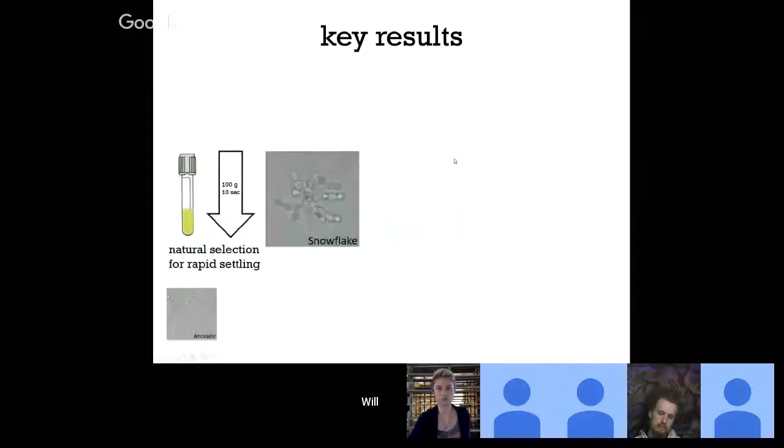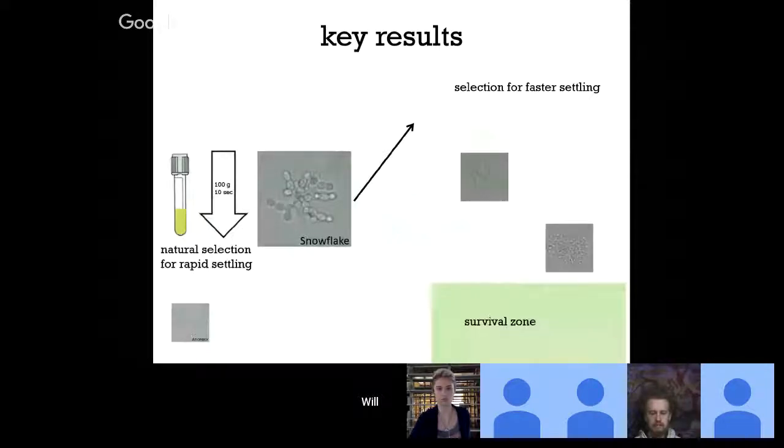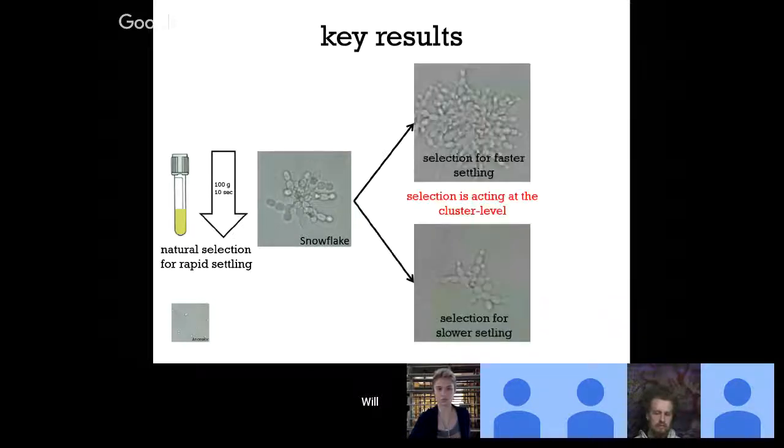And once snowflake yeast evolved, selection shifts from acting on single cells to whole groups, because whole groups become a unit of selection. They either make it to the bottom of the tube and survive to grow another day, or they are transferred into the garbage can and killed. And snowflake yeast clusters readily respond to this group-level selection. If we select for faster settling, we get the evolution of larger groups. And if we select for slower settling, we see the evolution of smaller groups.